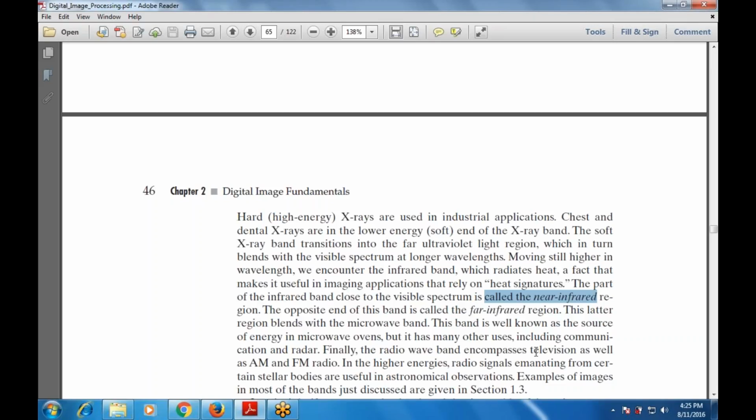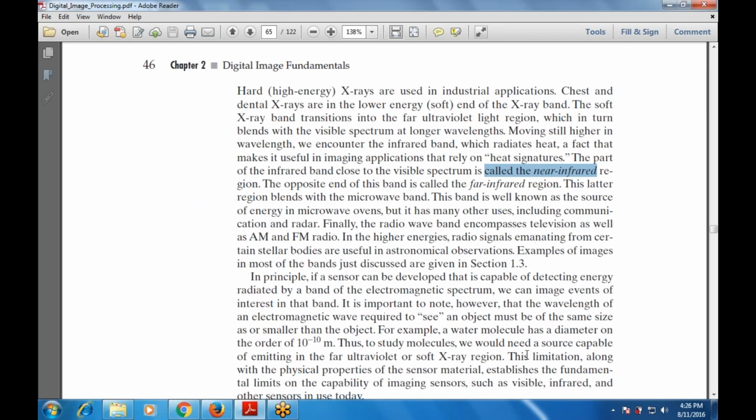This latter region blends with the microwave band, and this band is well known as a source of energy in microwave ovens. When we use the ovens, they make things hotter and hotter. The microwave band has many uses, including communication and radar. Finally, the radio wave band encompasses television as well as AM and FM radio. At higher energies, radio signals emitting from certain stellar bodies are useful in astronomical observations.